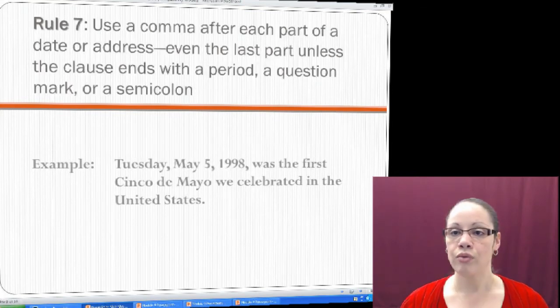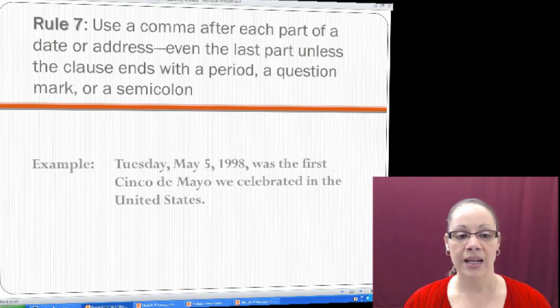Now we have comma rule number 7. Use a comma after each part of a date or address, even the last part, unless the clause ends with a period, a question mark, or a semicolon. Let's look at my last example of my last comma rule here: Tuesday, May 5th, 1998, was the first Cinco de Mayo we celebrated in the United States.